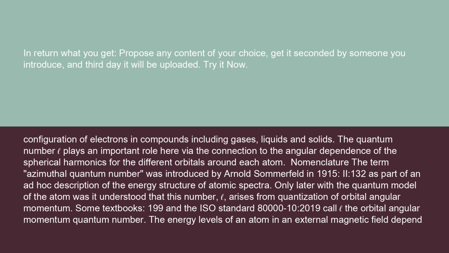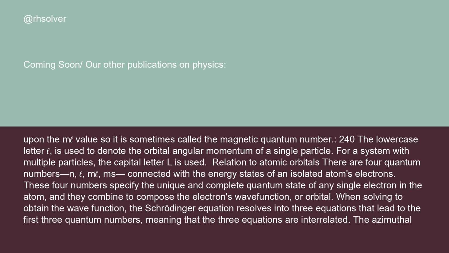The energy levels of an atom in an external magnetic field depend upon the m value, so it is sometimes called the magnetic quantum number. The lowercase letter ℓ is used to denote the orbital angular momentum of a single particle. For a system with multiple particles, the capital letter L is used.